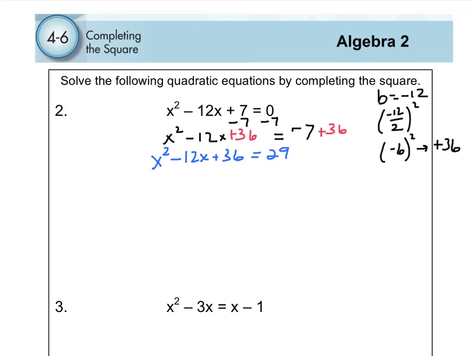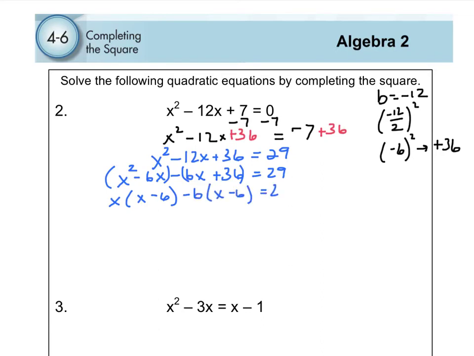Okay, so now I'm looking for factors of 36 that add to negative 12, and that's negative 6 and negative 6. So let's replace here. Okay, first two and last two. Again, this shouldn't be second nature to you right now. Take out an x, I've got an x minus 6. Take out a negative 6, and I've got an x minus 6. We have an x minus 6 left over. X minus 6 in common. It's going to equal 29.